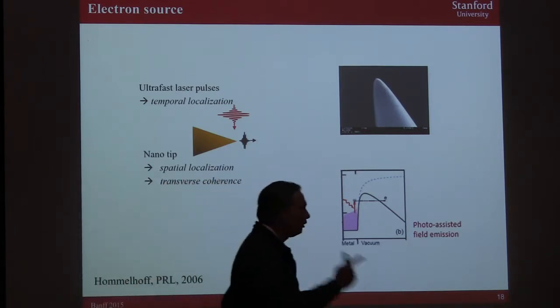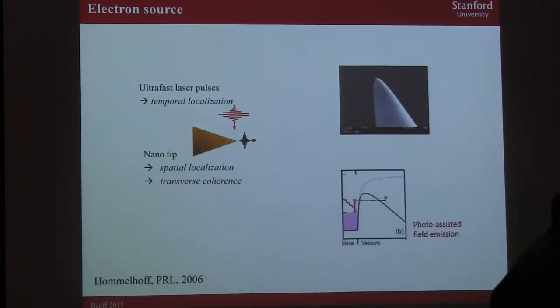First, you need a pulse of electrons. So how do you get a pulse of electrons? Well, one technique is to use a fast laser triggered photocathode.